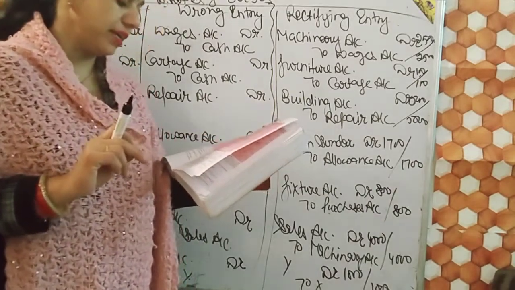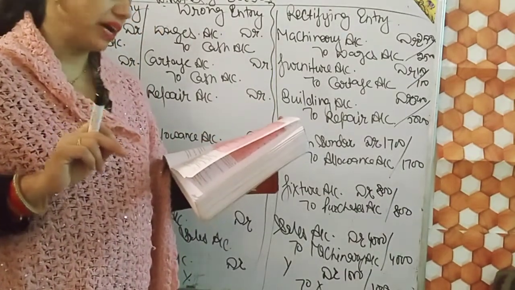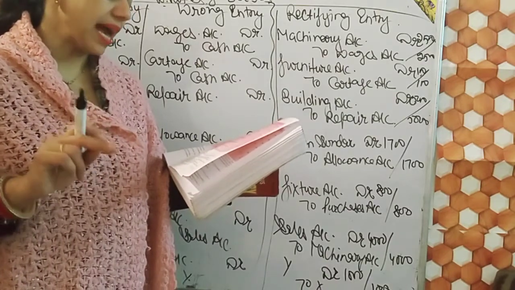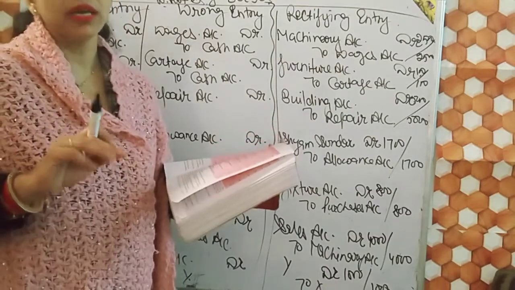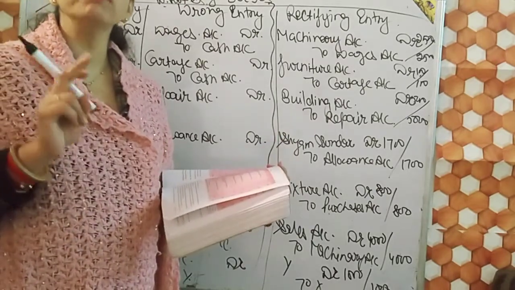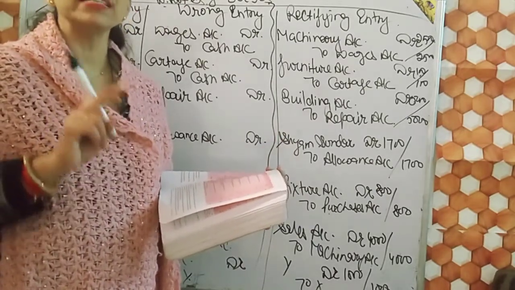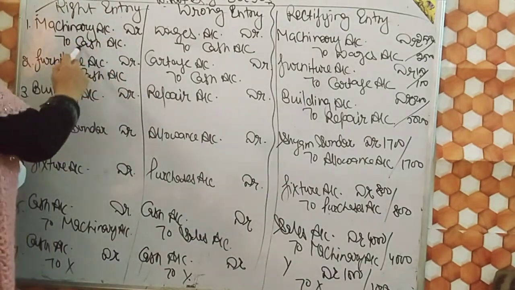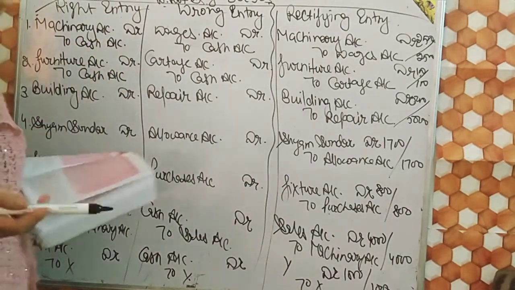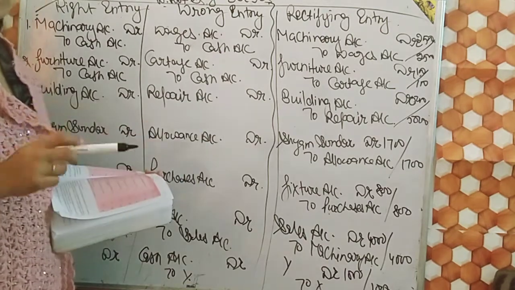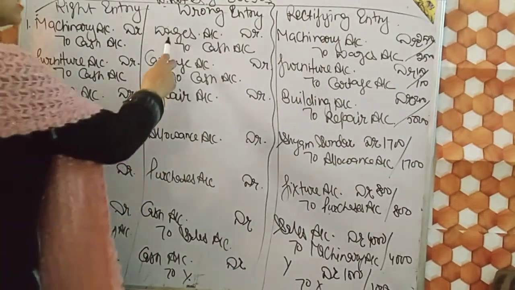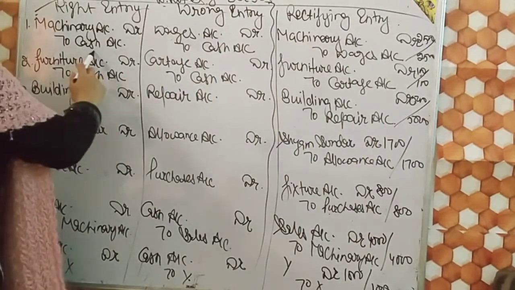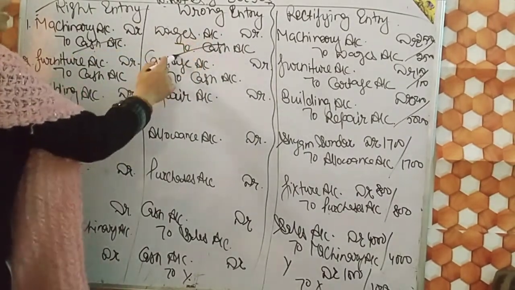Rectify the following errors. An amount of 2500 spent for the extension of machinery has been debited to wages account. As we know, if any amount is spent on an asset, then the asset should be debited. So the entry should be machinery account debit to cash account. But by mistake, we debited wages account. So we did wages account debit to cash account. As we can see, cash is the same, so it will be cancelled.